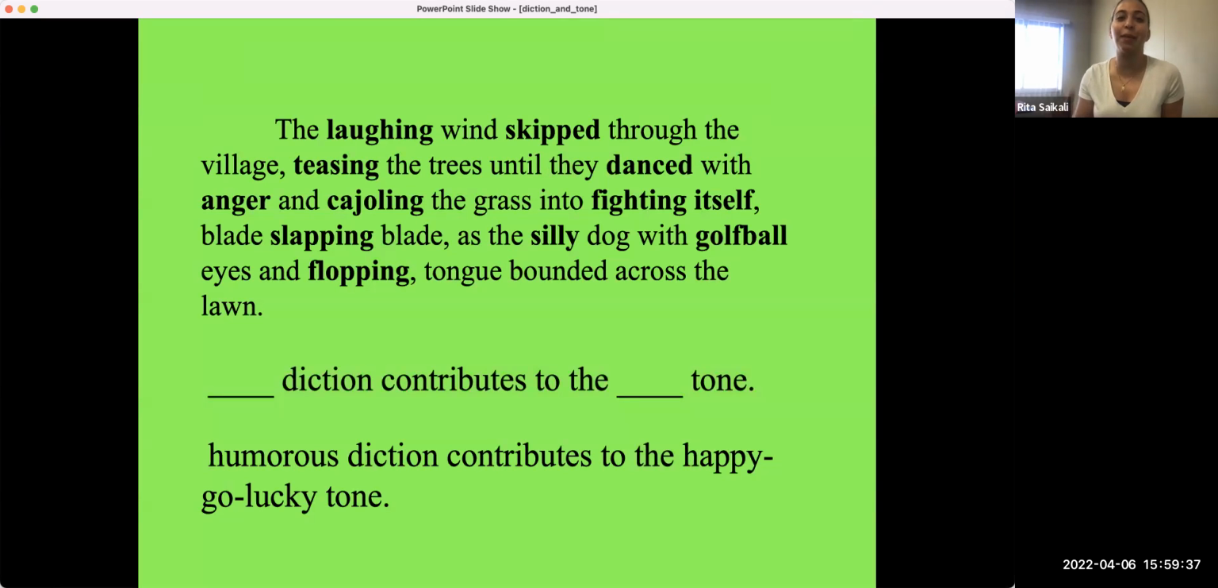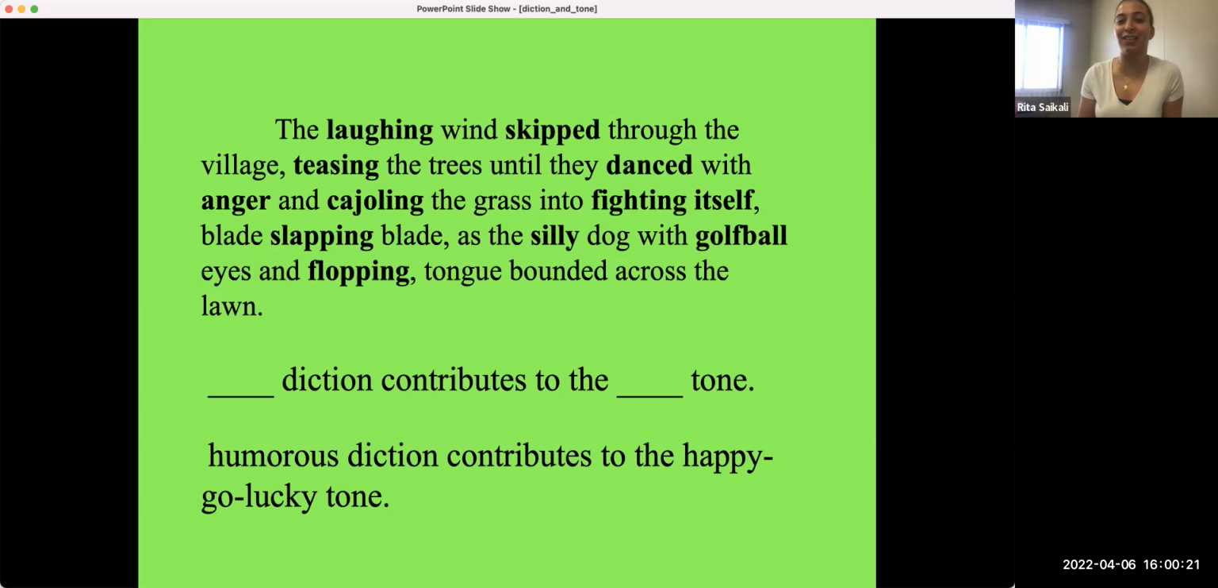The laughing wind skipped through the village, teasing the trees until they danced with anger and cajoling the grass into fighting itself. Blade slapping blade as silly dogs with golf ball eyes and flopping tongues bounded across the lawn. What do we think? It's windy. That's what it is. But what is the wind doing? It's laughing, right? It's teasing. It's dancing. It's making the blades fight itself.